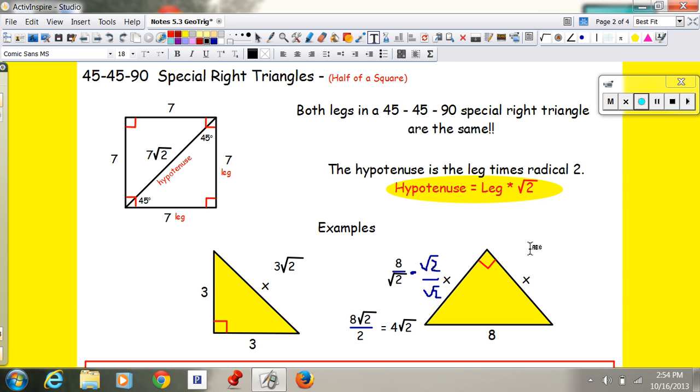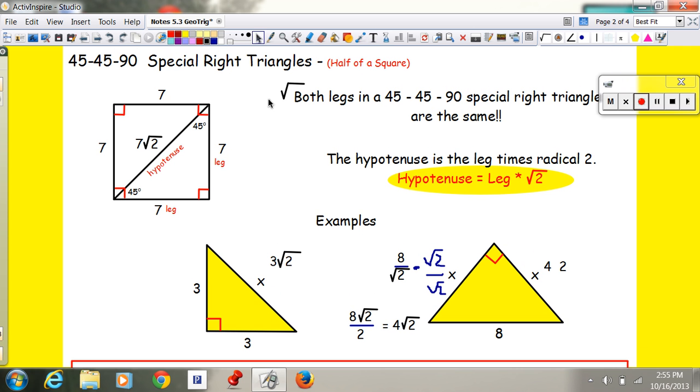And remember, in a 45, 45, 90, both of these are the same. So this side is also going to be 4 radical 2. So both of them come out to be 4 radical 2. Both legs would be 4 radical 2.